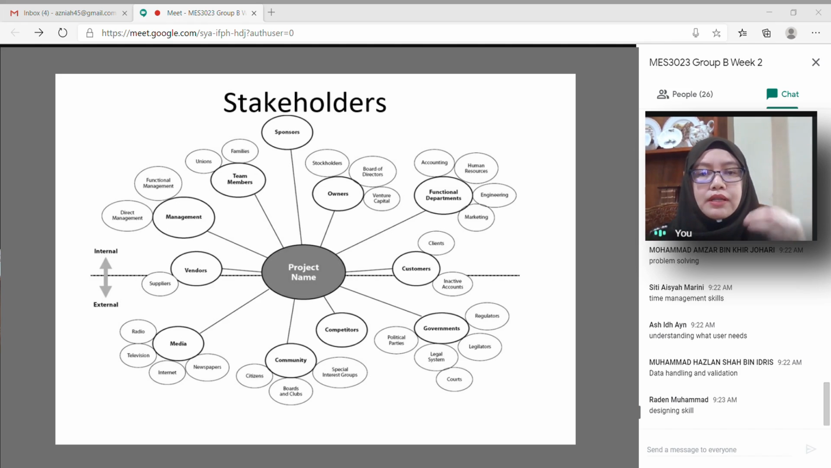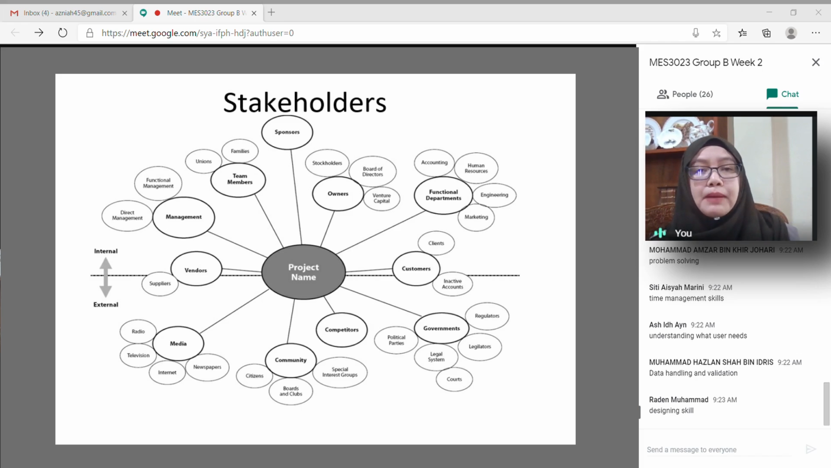Okay, so there are also owners. If it is a small company, maybe just one owner. But if it's a big company, then it is the client company, and it might involve some board of directors, the CEO, stockholders. Okay.